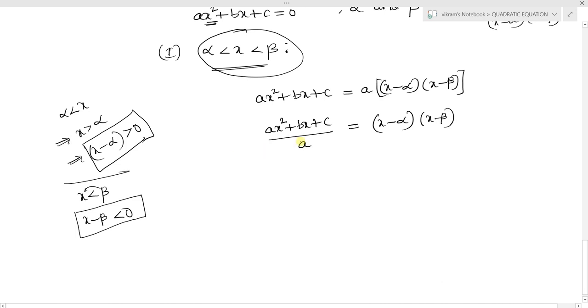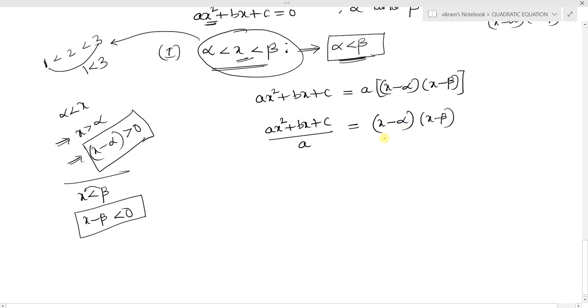Now clearly, if the value of x lies between alpha and beta, then alpha must be less than beta. Keep in mind, for example, 1 less than 2 less than 3. To explain this condition, we consider 1 less than 2 less than 3, so from this we can write 1 is also less than 3. So if alpha is less than x less than beta, that means alpha is less than beta.